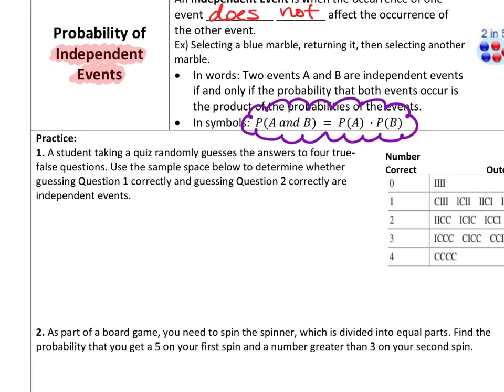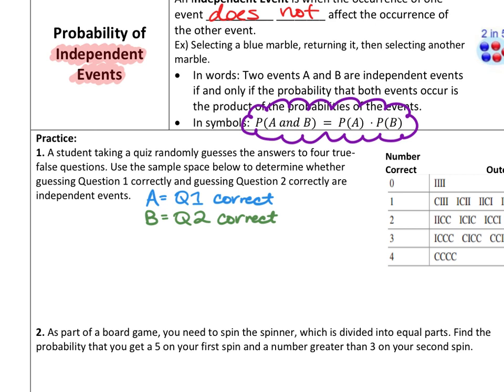Let's see what this looks like. Now, we've seen this image before. It was on our last notes, but I'm going to ask you different questions about it. It says, a student is taking a quiz and randomly guesses the answers to 4 true-false questions. The sample space below is used to determine whether guessing question 1 correctly and guessing question 2 correctly are independent events. Here are some things we need to do to solve this kind of problem. Number 1, we need to decide what event A is and what event B is. Event A is going to be that we guess question 1 correctly. Event B is going to be that we guess question 2 correctly.